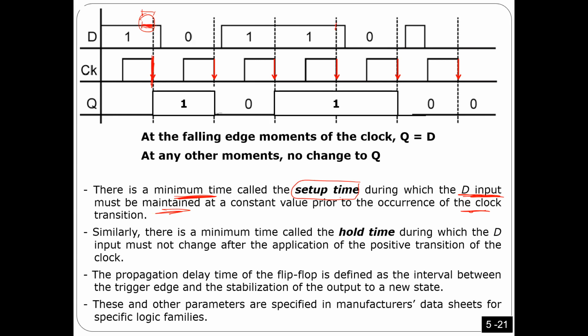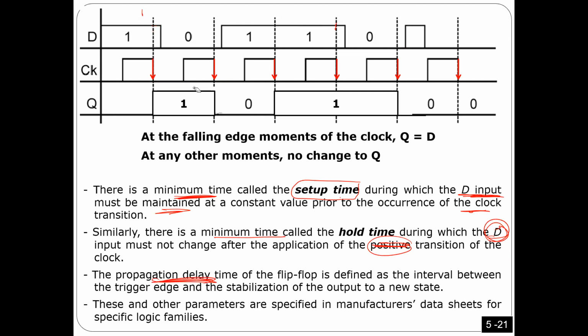So hold time is the minimum time you need to keep the value of D after the application of the edge. Here I'm saying positive, but positive or negative doesn't matter. So you need to keep the D value for some time before, and for some time after, so that the flip-flop is going to work correctly. Is that okay? And the last thing here, for sure you are familiar with the propagation delay.